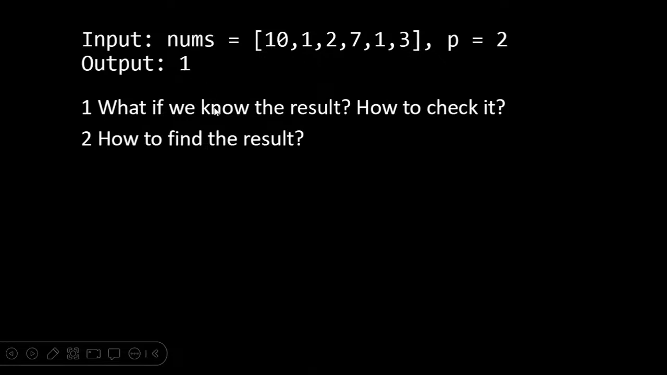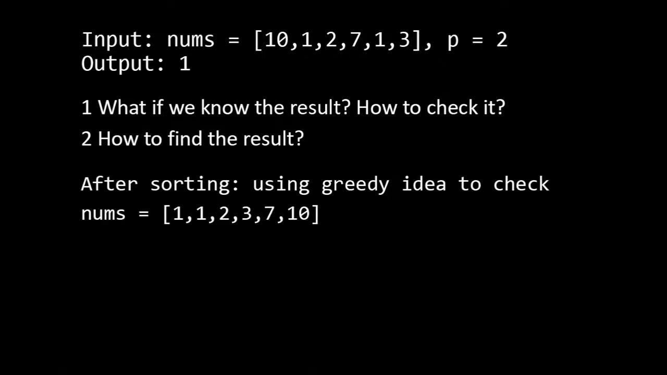So for solving this problem, we normally need two steps. The first step is, what if we know the result? How to check it? For example, if we know the result is 1, how should we prove that it is 1? For checking the output of 1, we have to sort the array first. Sorting the array is a greedy idea. After sorting, we have the array 1, 1, 2, 3, 7, and 10.